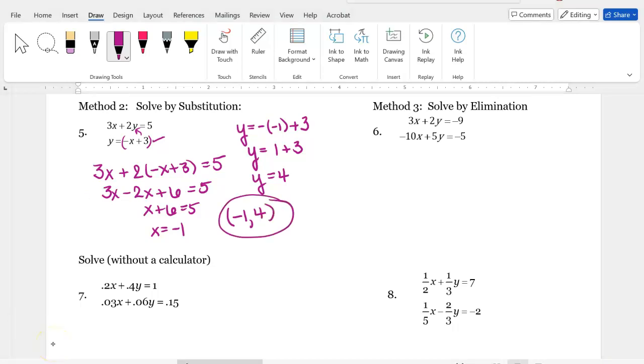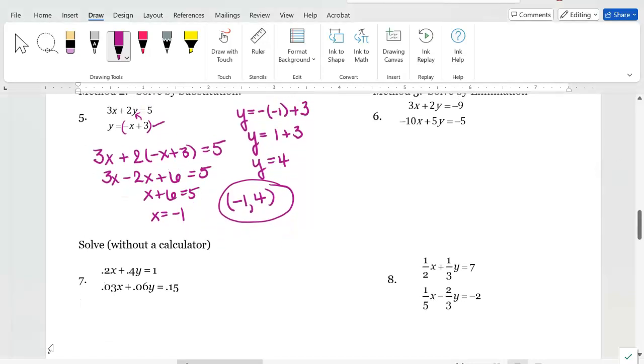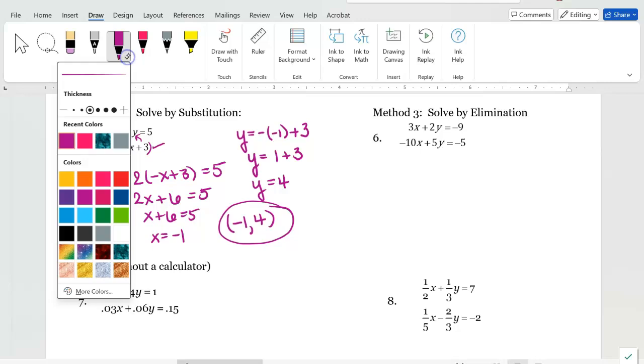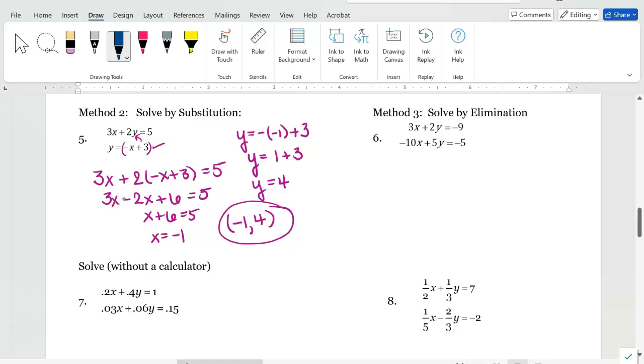The other method for solving is called elimination. Some books actually call it linear combinations. I'm not sure what you may have heard it called before. But the goal of elimination is to get opposite numbers either on x or on y by multiplying the equations by a constant. So in this one, let's say I wanted to get rid of the y first.